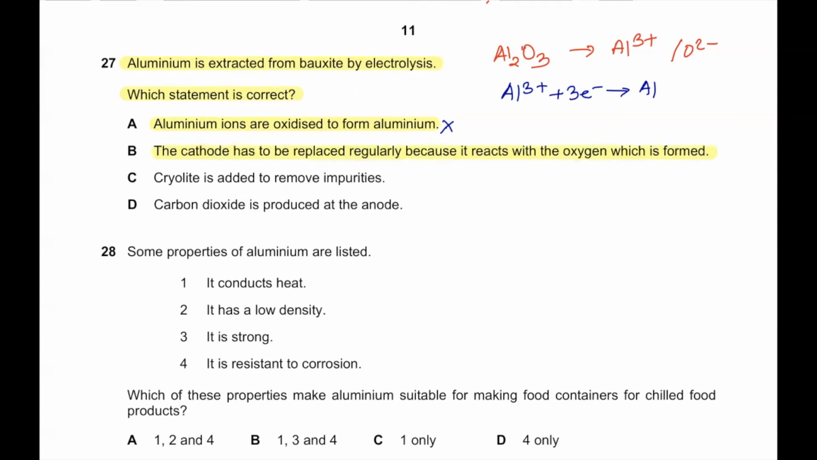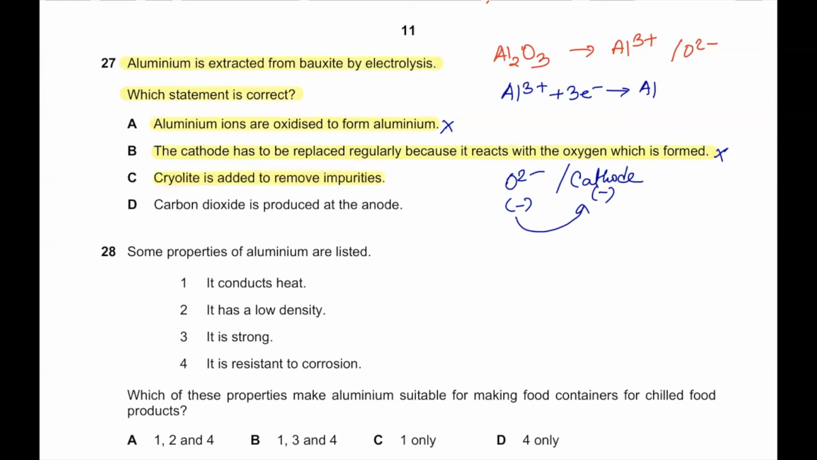Guys, oxide O2- is an anion. It is negatively charged. The cathode is also negatively charged. Thereby, it is logical that oxide will never go towards the cathode. So the cathode does not require regular changing. Logic says that oxygen never goes towards the cathode.